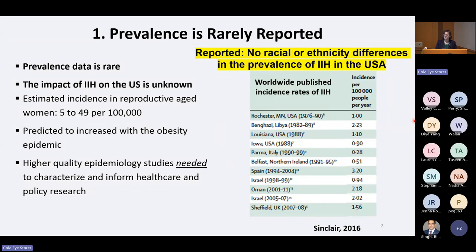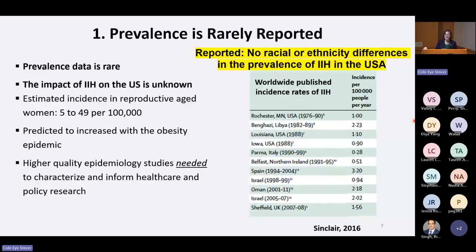There is a true need for higher quality epidemiology studies to characterize and inform healthcare and policy research. And importantly, I want to make sure to note here that at this time, there have been no racial or ethnicity differences in prevalence in the IIH in the United States.